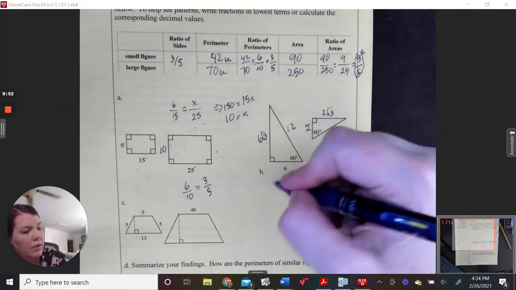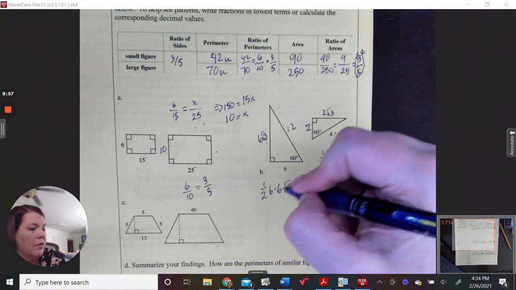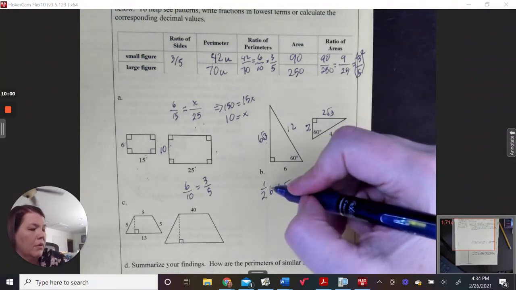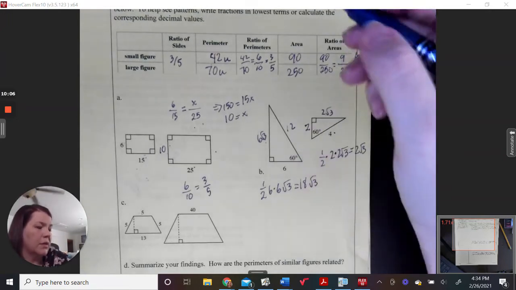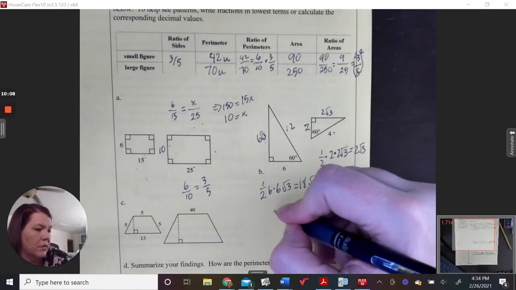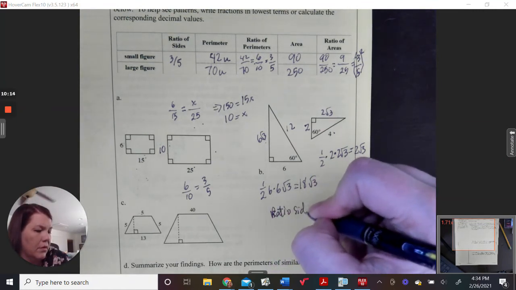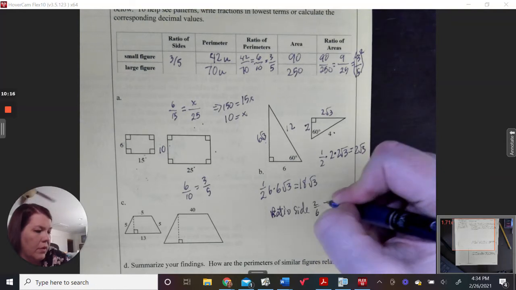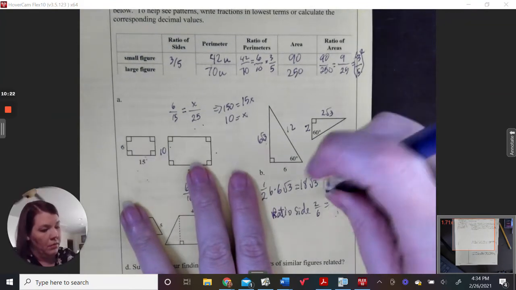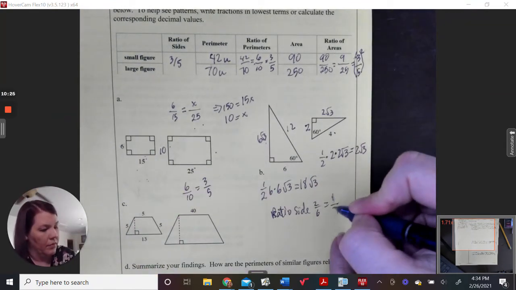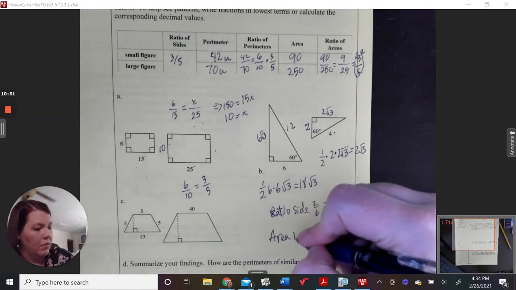Ratio of sides is 2 to 6, or 1/3. We can times this one by 3. Area ratio is 2 radical 3 over 18 radical 3, which is 2 over 18, which is 1 over 9. So again, still squared. Okay.